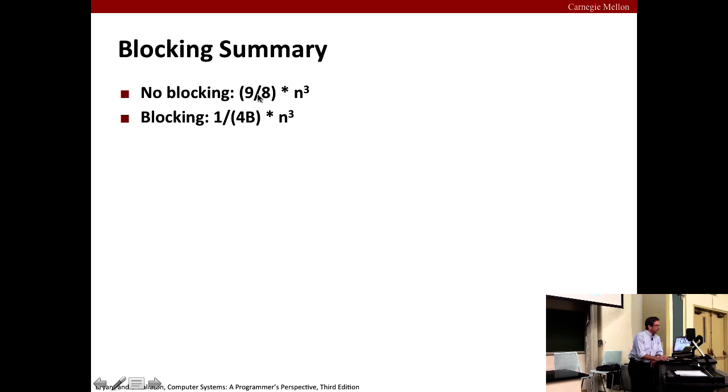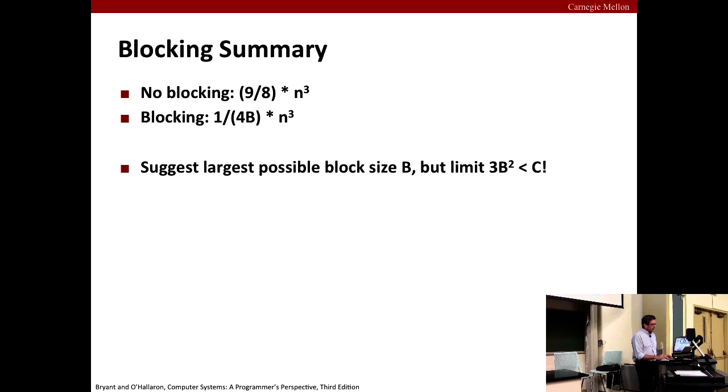So for no blocking, it's 9 over 8. For blocking, it's 1 over 4b, where now we can just drive that down by increasing the block size. So this gives us some control. But we can't make the blocks too big because we need to fit 3 blocks in cache at any one point in time.